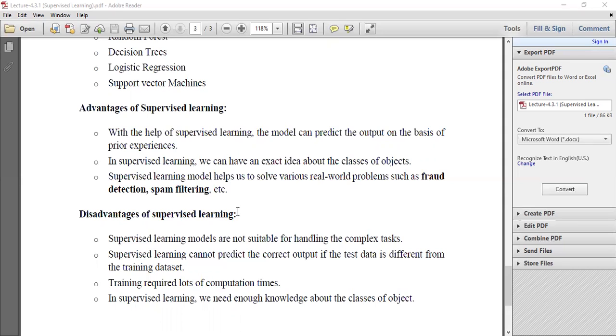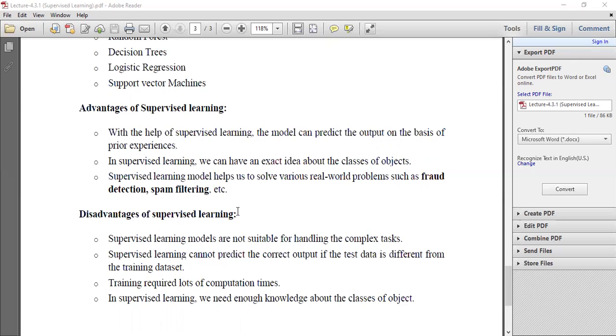Supervised learning models help us to solve various real-world problems such as fraud detection and spam filtering, because you have trained data and you know what the outcome is. Therefore we use supervised learning algorithms in fraud detection and spam filtering, because you know the outcome, so you can detect what type of fraud has been done in your database or in your accounts.